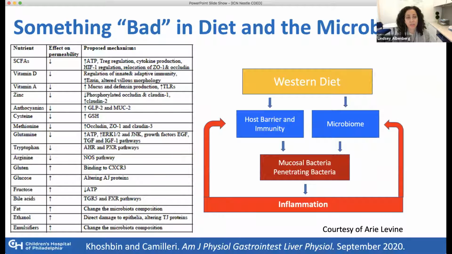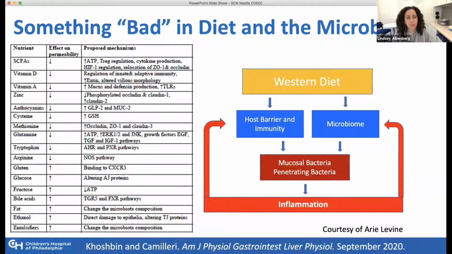still think that this really raises the question, is there something bad or potentially harmful in our Western diet that, through effects on the microbiome and the mucosal immune system, leads to inflammation in genetically susceptible individuals? And more importantly, can we use diet to reverse or treat this process?